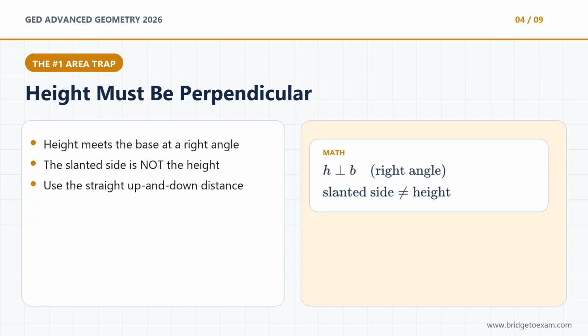Here is the most important warning in this session. The height in an area formula must be perpendicular to the base, meeting it at a right angle. On a slanted shape like a parallelogram or a triangle, the slanted side is not the height. The height is the straight up and down distance from the base to the top. Always use the perpendicular height, never the slanted edge.